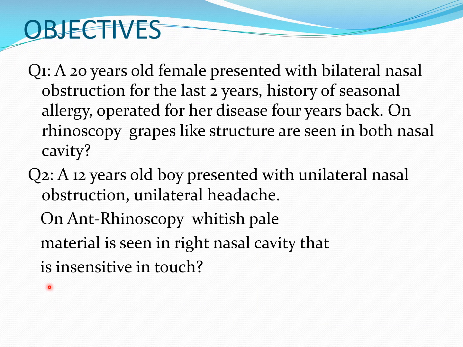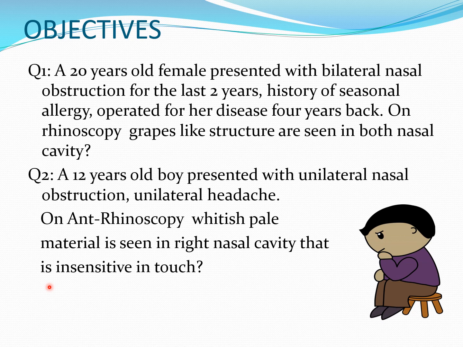Now we come to our scenarios. A 20-year-old female presented with bilateral nasal obstruction for the last 2 years, history of seasonal allergy, operated for her disease 4 years back. On rhinoscopy, grape-like structures are seen in both nasal cavities. So these are the ethmoidal polyps.